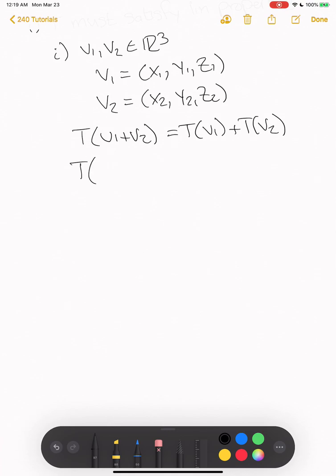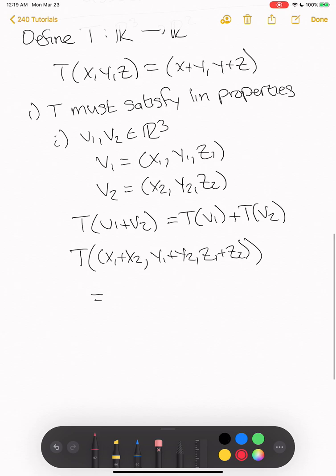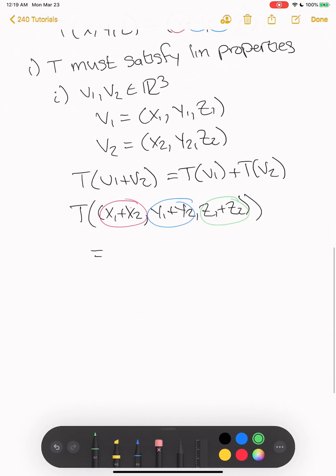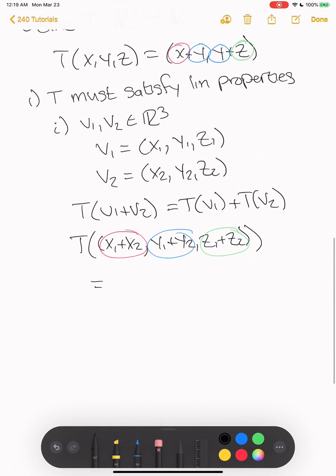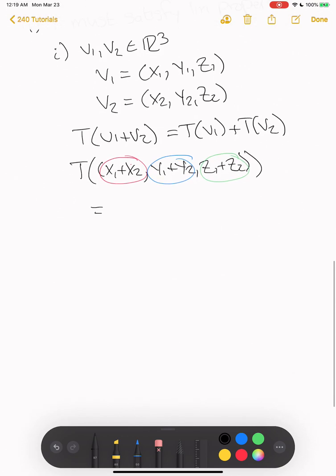So T of v1 plus v2 is T of (x1 plus x2, y1 plus y2, z1 plus z2), which is equal to, now what I do is I take this x1 plus x2, and that becomes this x. I take this y1 plus y2, and this becomes these y's, and then this z1 plus z2 in its entirety becomes this z here. So we'll combine them all together, factor stuff out, and then separate it, as we did with vector spaces.